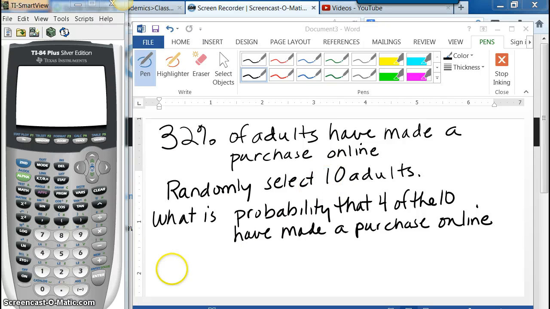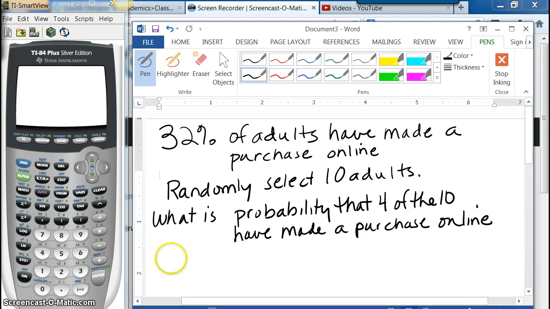And so in this particular problem, the probability of a success, which we're using a lowercase p for, is going to be 0.32. And then the number of trials, when we randomly select the 10 people, as we select them, they'll either have made a purchase online or not. And then the number of successes in the question that's being asked is 4.